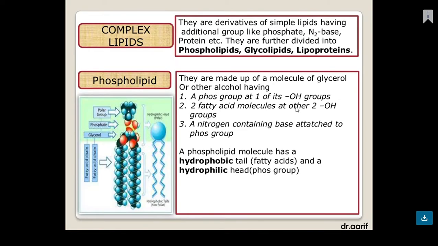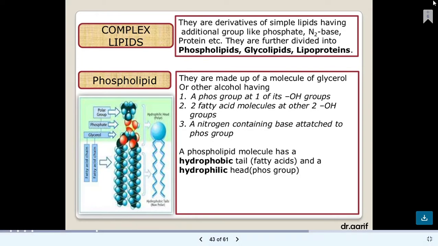The complex lipids are the derivatives of simple lipids that have an additional group like phosphate and nitrogen base and even a protein, etc. So they can be phospholipids, glycolipids, lipoproteins. As I mentioned, phospholipid has a hydrophobic and a hydrophilic part. They have a hydrophobic tail, which is the fatty acids, that means water hating, and a hydrophilic head, which means water loving, that is the phosphate group.